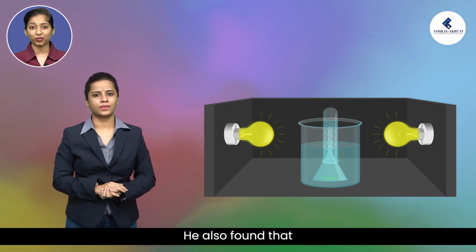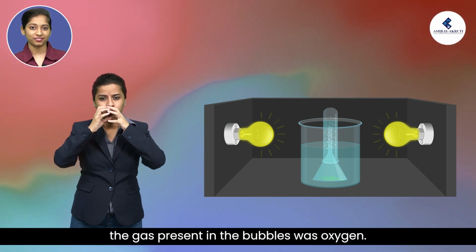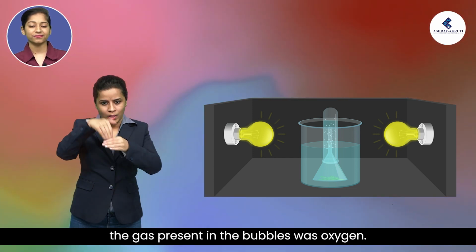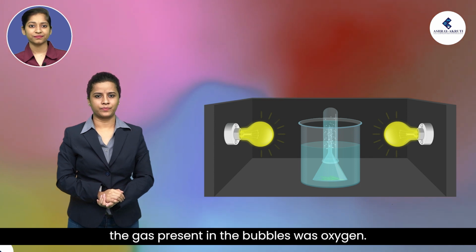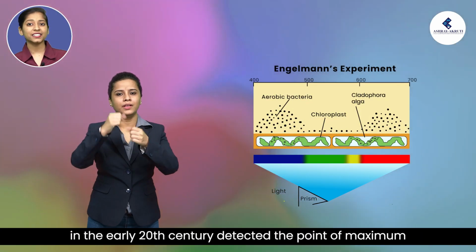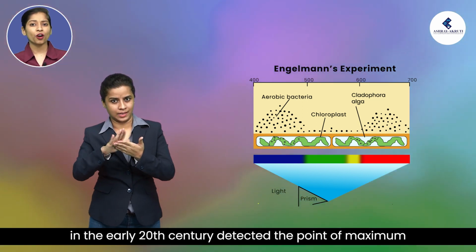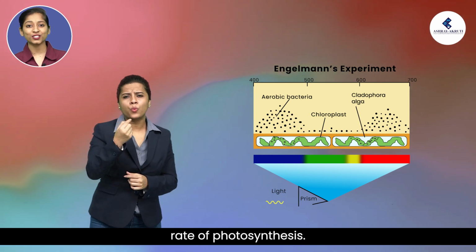He also found that the gas present in the bubbles was oxygen. Further, Engelmann, in the early 20th century, detected the point of maximum rate of photosynthesis.